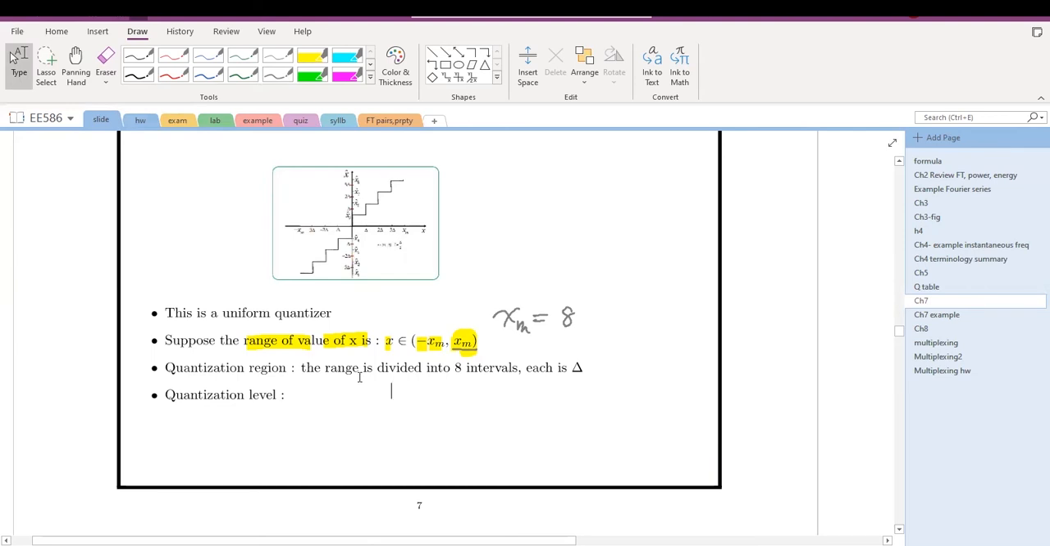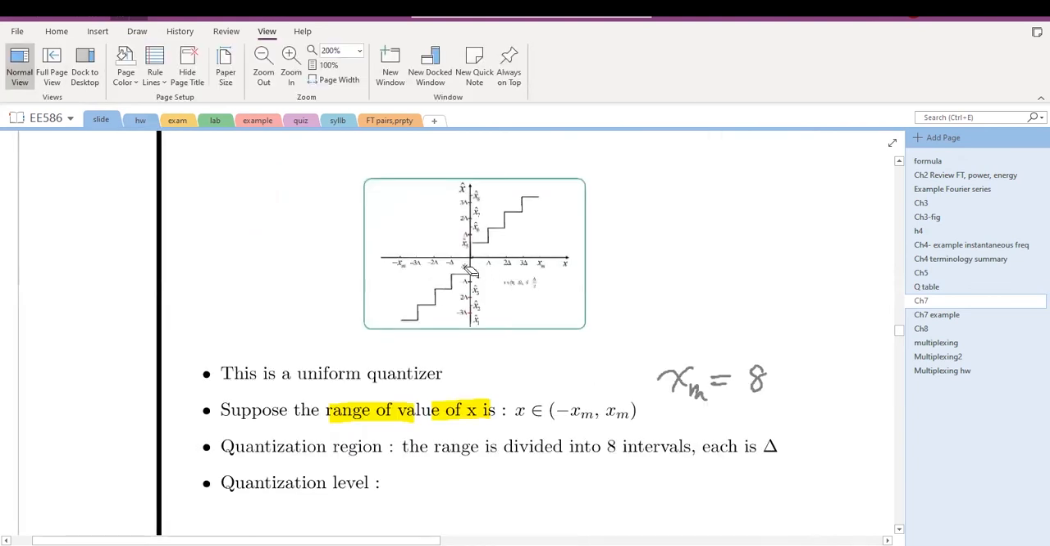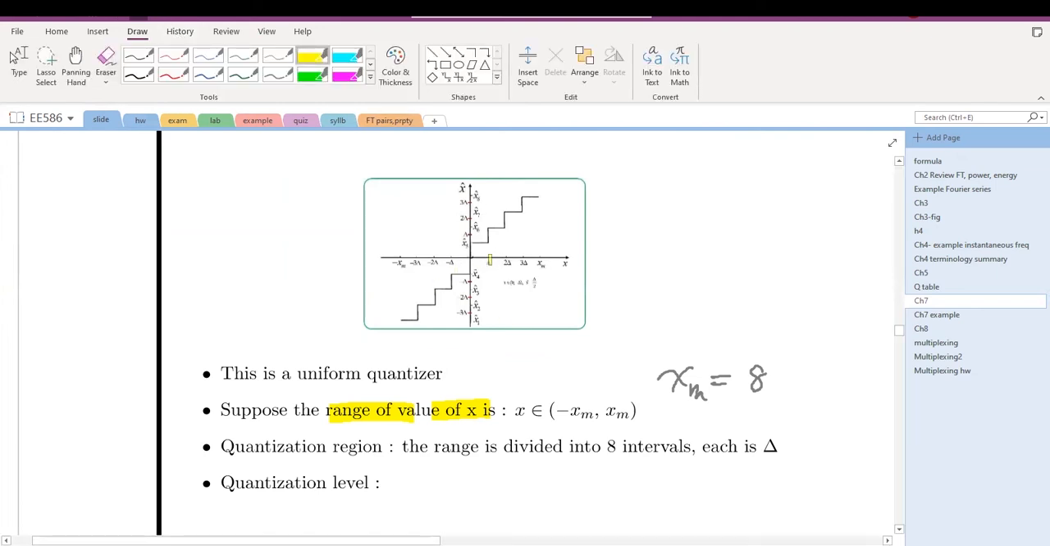Suppose I still design an 8-level quantizer. Therefore, this range needs to be divided into 8 intervals. Each of them I call delta. I have 8 of them. Each interval is delta. So this is delta, 2 delta, 3 delta, and what is the last one? xm. And on the negative part, -delta, -2 delta, -3 delta, and -xm. So this is how I divide the values of the signal.